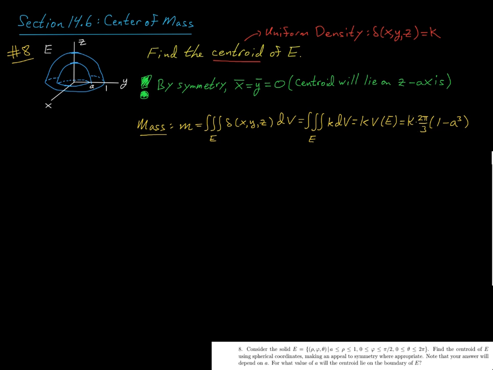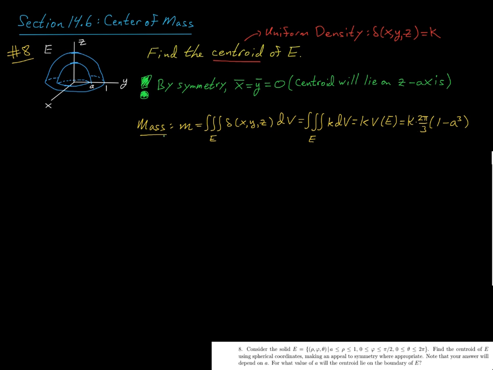Okay, so let's go ahead now and compute the mass. So I'm going to compute the integral of our density function, delta, over our solid. And since delta is just a constant, integrating a constant over this solid is just going to give us that constant k times the volume of the solid. And we're just looking at this volume between two half spheres. And so I can just use the fact that the volume of a half sphere is 2/3 pi r cubed to get this expression, k times 2 pi over 3 times the quantity 1 minus a cubed, for the mass of our solid.